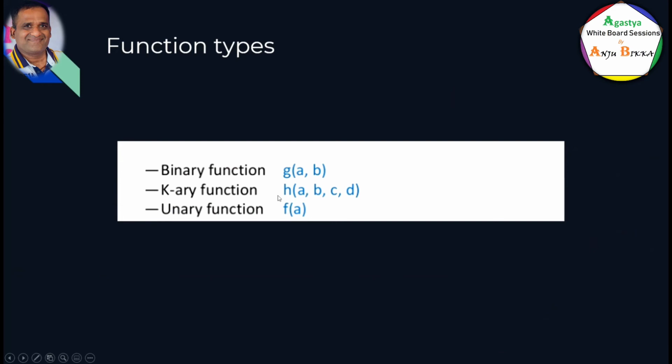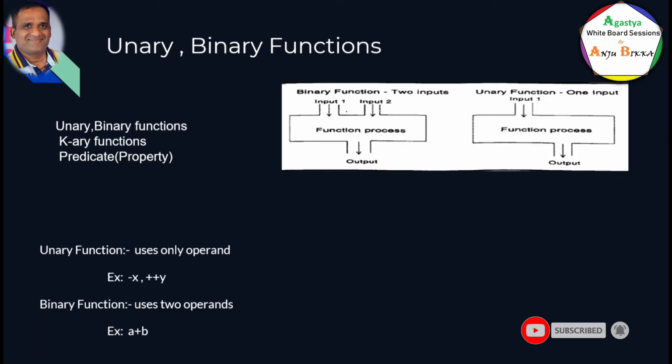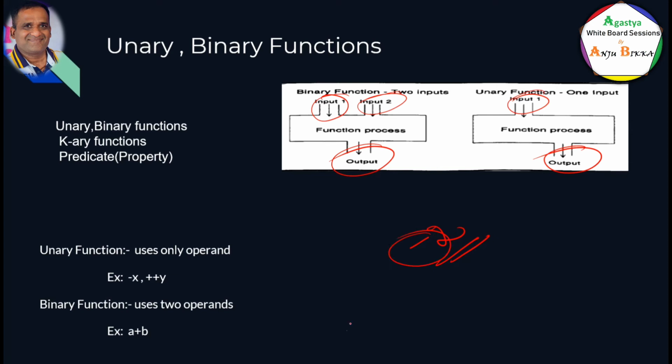Now function types. When we say function types: binary, which takes two inputs; k-ary functions, which take k number of inputs; and unary, a function taking one input. In the case of binary, as we discussed, two inputs produce one output. Unary takes one input and produces one output. An example of unary is minus 2, or C++ pre-increment. This is also a unary operator.